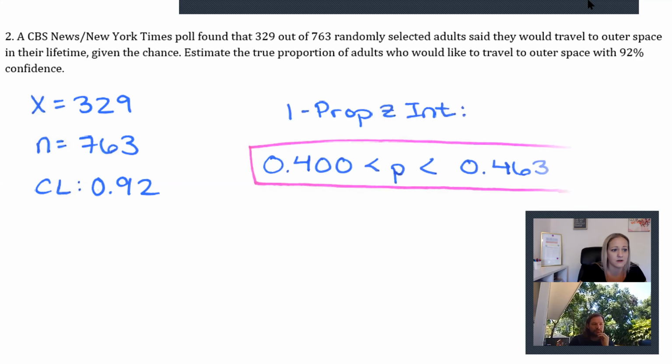So this is a very straightforward one. We really didn't have to do any work except put those 3 numbers into one prop z int, and when you round to 3 decimal places, you get 0.400 and 0.463. So between 40% and 46.3%.